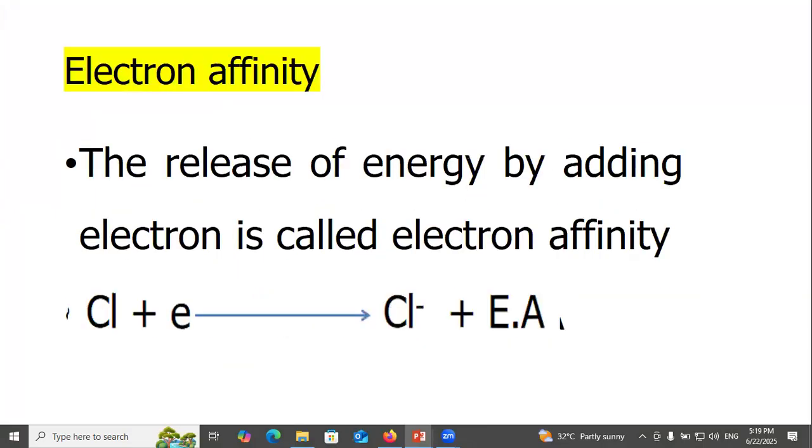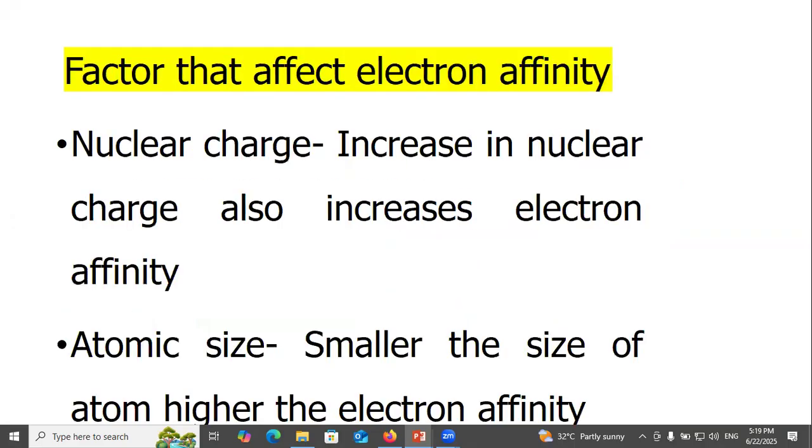Electron affinity: the release of energy by adding an electron is called electron affinity. For example, chlorine adds one electron and becomes Cl minus. The chlorine atomic number is 17, and adding one electron makes it 18 electrons, that is Cl minus, and it releases energy. This energy is called electron affinity.